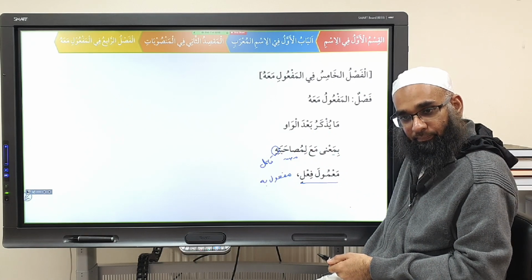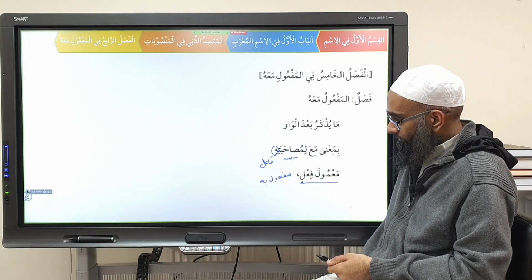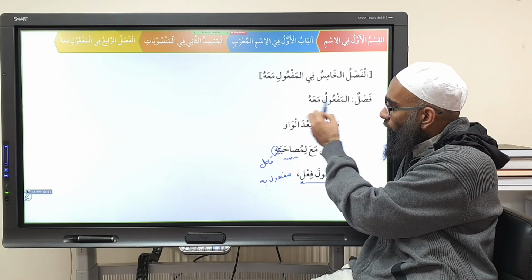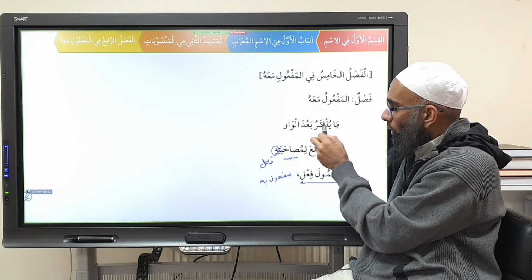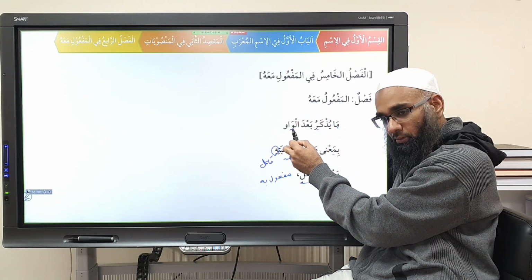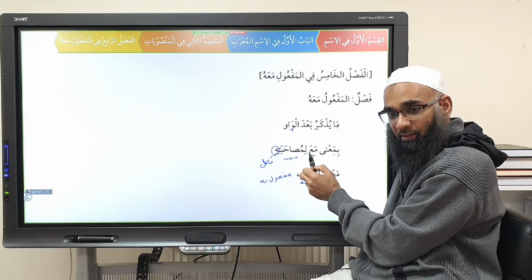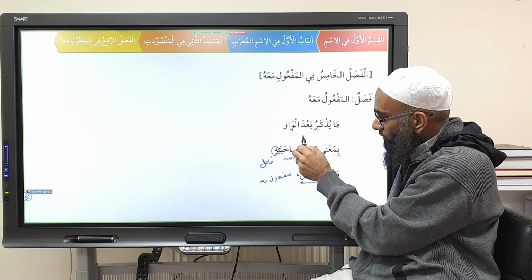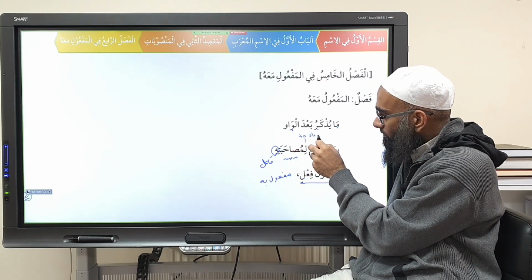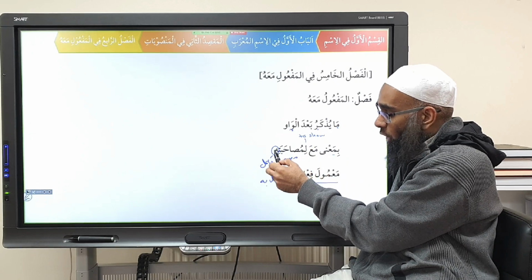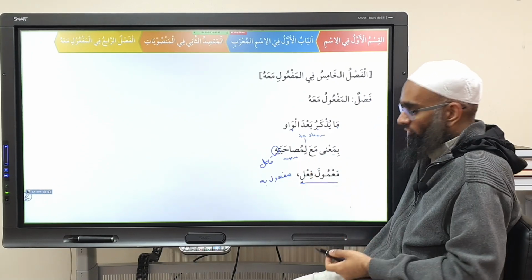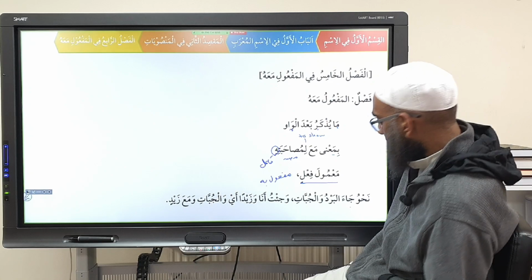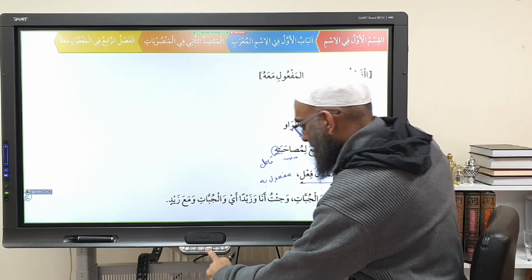Correct? You understand? So, maf'ul ma'ahu is that which is mentioned after the waw, which is in the meaning of ma'a, to show it accompanying the ma'mul of the fa'il. Okay? For example, let me give an example here.